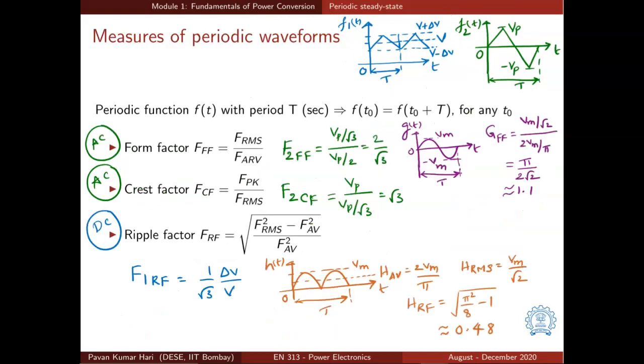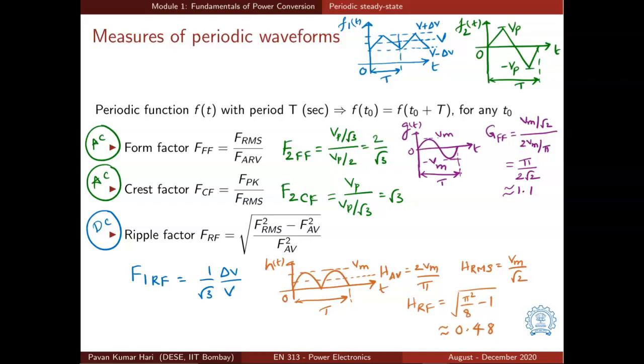Here are some more measures. There is something called form factor, which is defined as the ratio of RMS value to the average rectified value. So the RMS value of the AC triangular waveform that we have seen, f2 RMS, is Vp by root 3, and its average rectified value is Vp by 2. So its form factor is 2 by root 3. And the form factor for the well-known sine wave shown here in purple color, g of t, is Vm by root 2 divided by 2 Vm by pi, which is pi by 2 root 2, approximately 1.1. Similarly, a crest factor is defined, which is the ratio of peak value to RMS value.